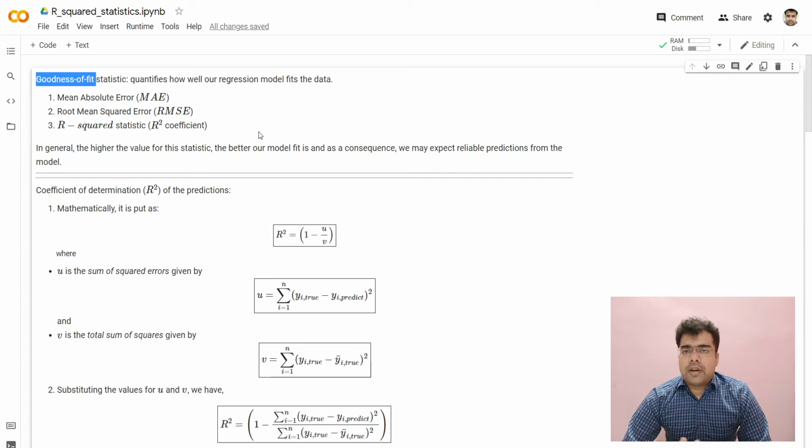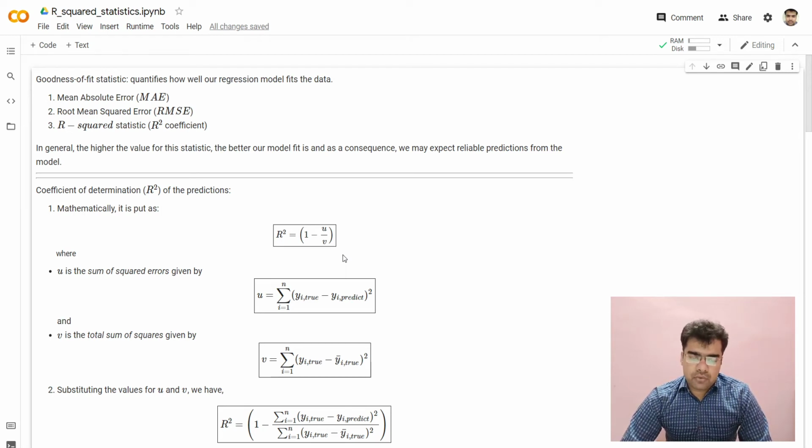As is the case with any fraction, this fraction has two parts: a numerator, which in this case is denoted by the letter u, and a denominator, which is denoted by the letter v. u is called the total sum of squared errors, and v is called the total sum of squares. Let us try to understand how these values are computed.